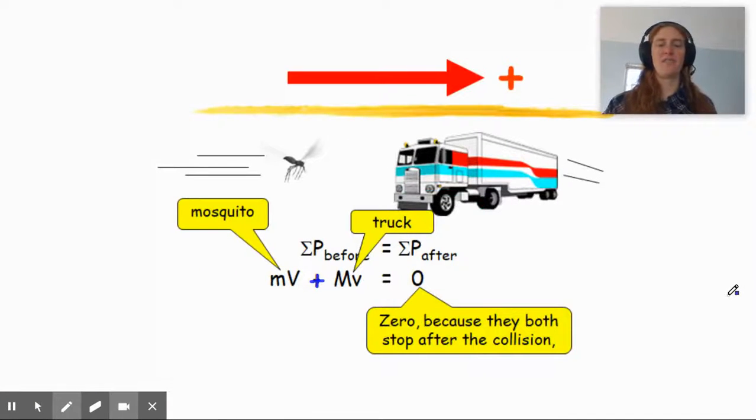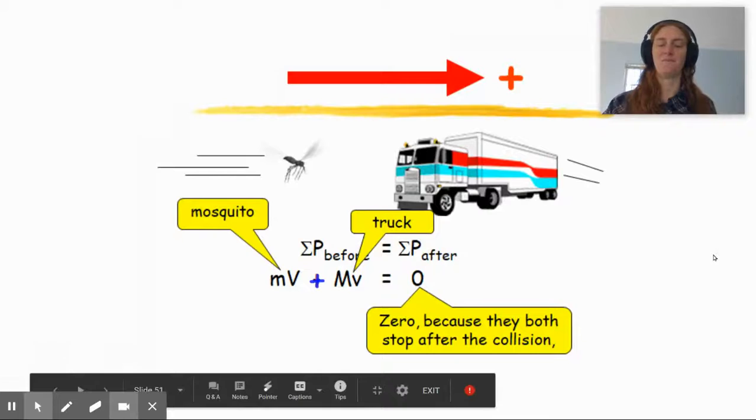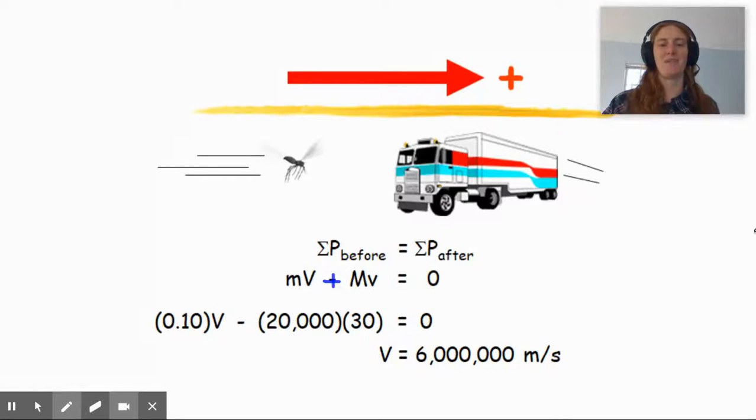All right, so I have the mosquito and the truck. And so the momentum of the mosquito plus the momentum of the truck is going to need to add together to be equal to 0 because they are going to collide. When I plug in the numbers, I get 0.1 times my velocity is equal to, and then this is negative because of this being a negative 30 meters per second. So I said the velocity of the mosquito is positive, then the velocity of the semi-truck is negative. And so that is going to give me a velocity of the mosquito of 6 million meters per second.